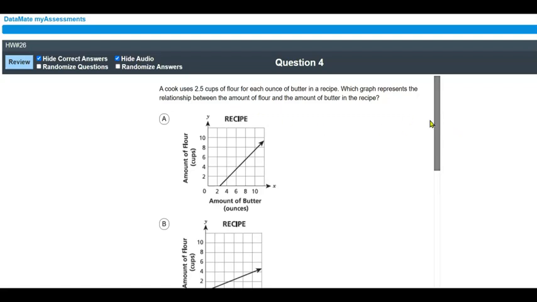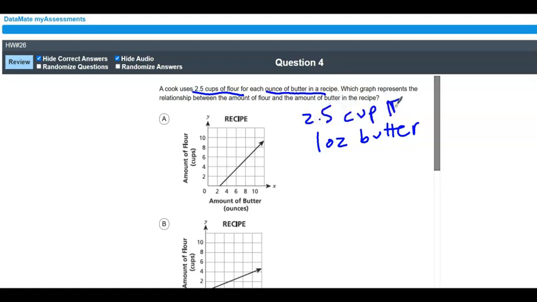Question number 4 says, a cook uses 2½ cups of flour for every 1 ounce of butter. So for every 1 ounce of butter, we have 2.5 cups of flour. So if I double the butter, 2 ounces of butter, I have to double the flour, 5 cups of flour. So let's see which graph would match up with that.